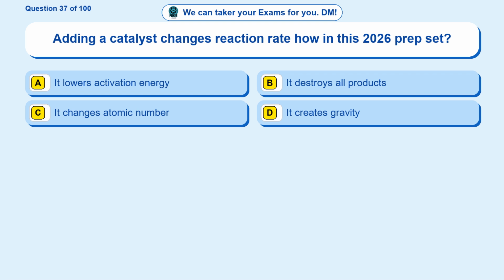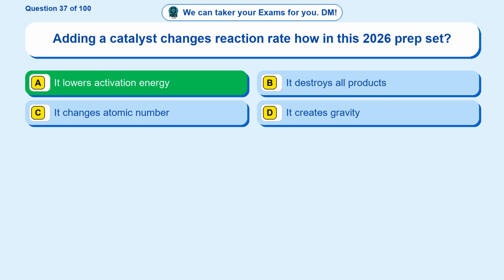Question 37. Adding a catalyst changes reaction rate how in this 2026 prep set? Option A. It lowers activation energy. Option B. It destroys all products. Option C. It changes atomic number. Option D. It creates gravity. The correct answer is option A.